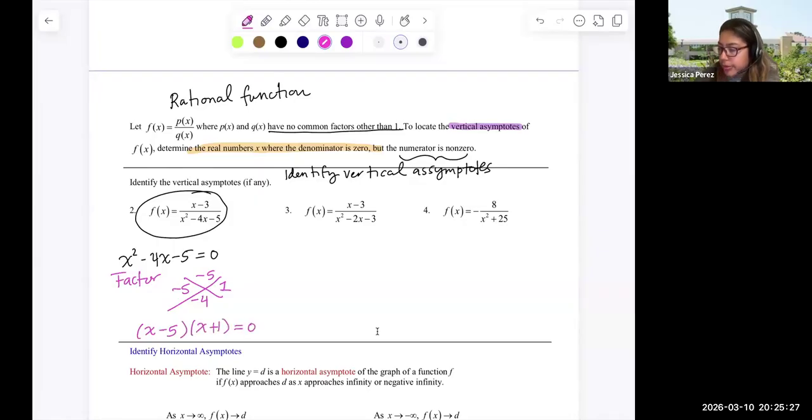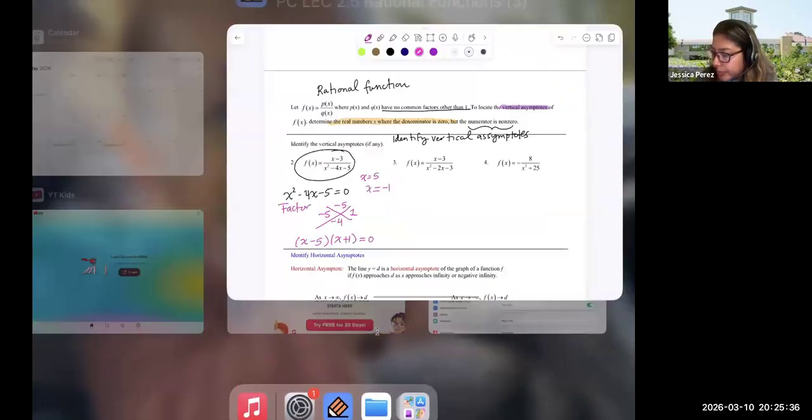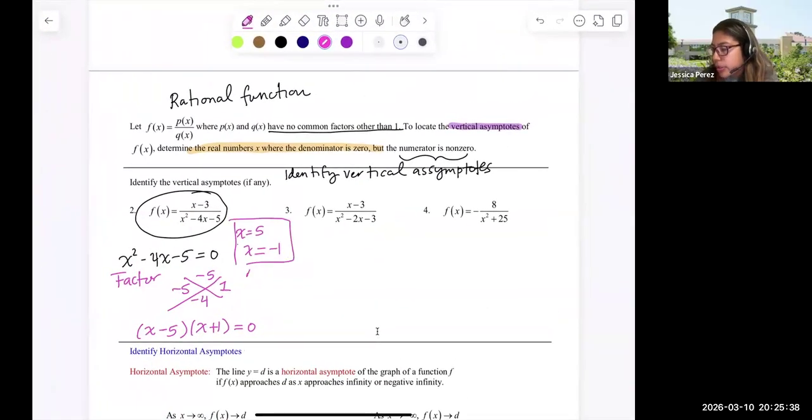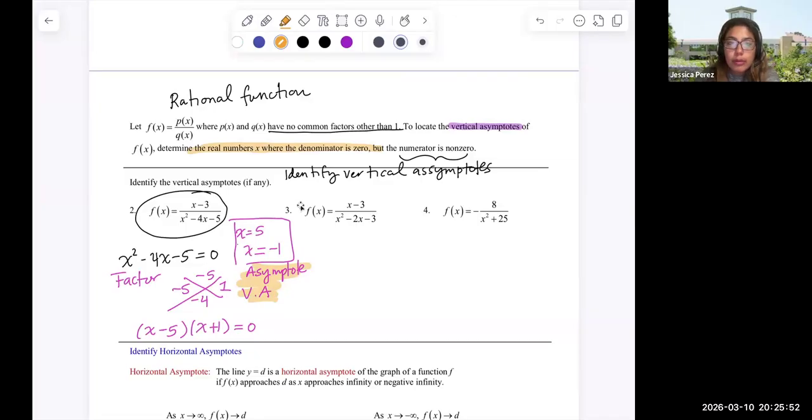I set this equal to 0. That means at x equal 5 and at x equal -1, I will have my asymptotes, my vertical asymptotes. So VA stands for vertical asymptotes. So I will have vertical asymptotes and nothing cancels, right? So the numerator does not go away.